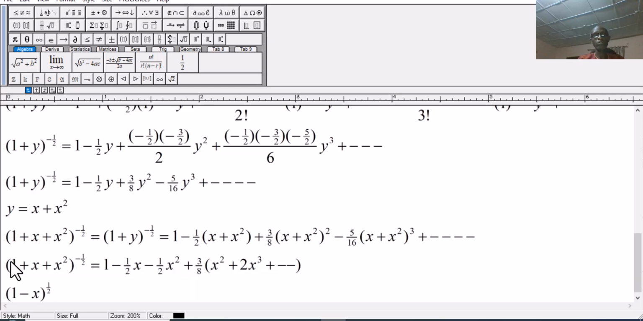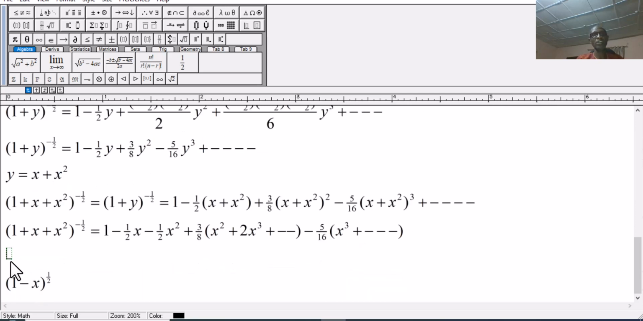Anything with x raised to the power of 4, the question says we should neglect it. So the next one is minus 5/16. I'm going to open this, and this will give me x cubed. If you open the next term, it will give you something raised to the power of 4, so you ignore the rest. So this will be the expansion of this. You can take your pen and expand on your own so that you see what is happening, while I'm neglecting certain terms.